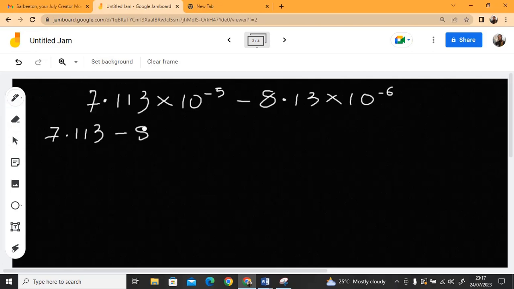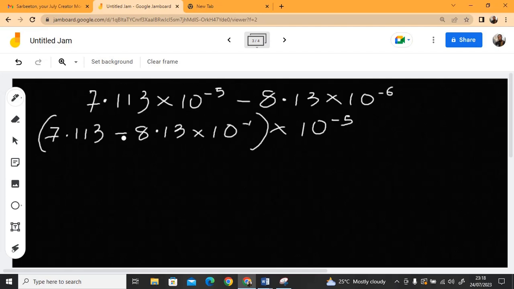Here you have 8.13 times. When you take minus 5 from minus 6, you still have minus 1 left, right? So everything was times 10 raised to the power minus 5, because you pick the smallest one, the biggest one, how you might call it. That is it. This one is 5, this one is 6, you pick this one which is 5, then you still have 1 left here.